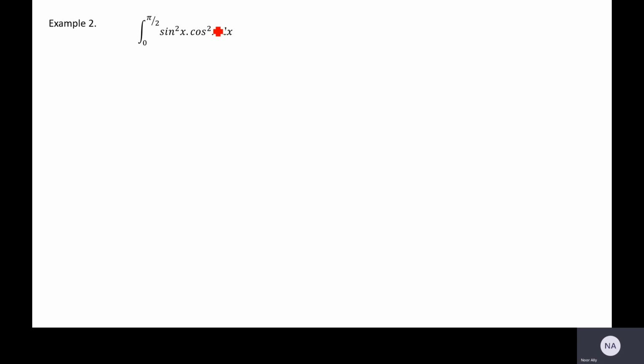Sorry, I'm going to correct this because this is incorrect. Cos cubed x dx. And there are other variations. It could be sine squared, cos squared. It could be sine squared cos to the power 4x or the other way round. Nonetheless, how do we go about finding this integral?